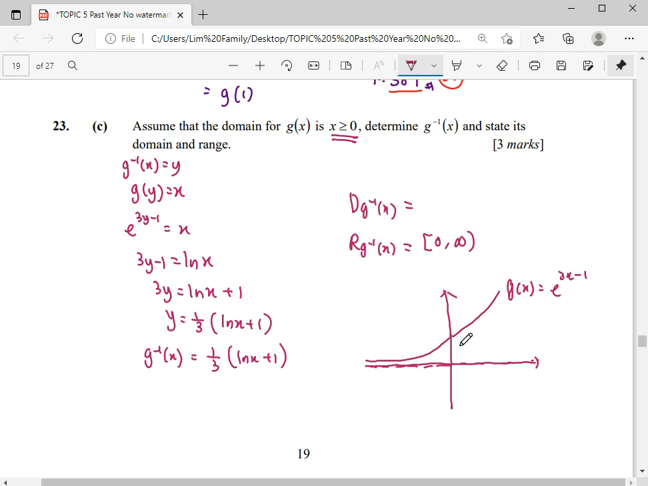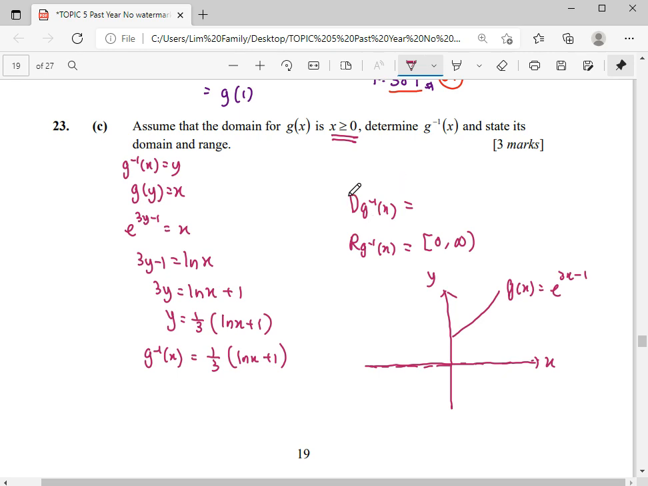X greater than 0 means I want this part only. When I want this part, this part we're not considering anymore. We're only taking this part. So therefore, you can see my domain of the function is 0 to infinity. Domain is talking about x. Range, we're talking about y. So domain 0 to infinity. So the domain of g will be equal to the range of g inverse.